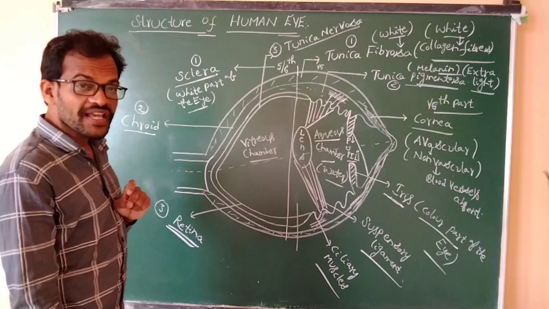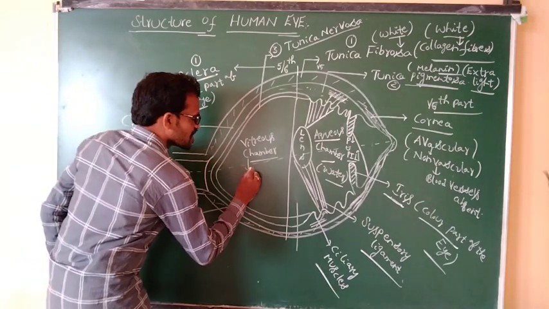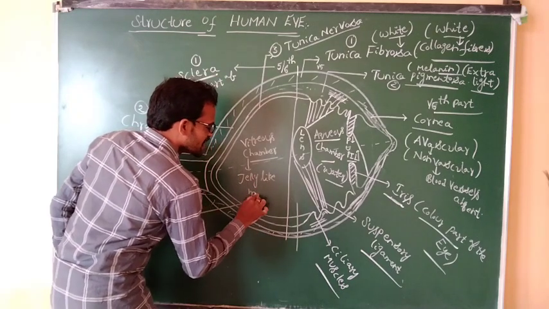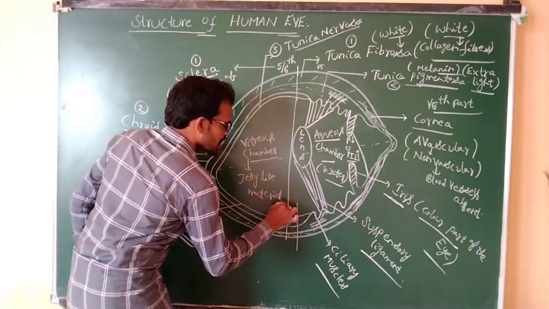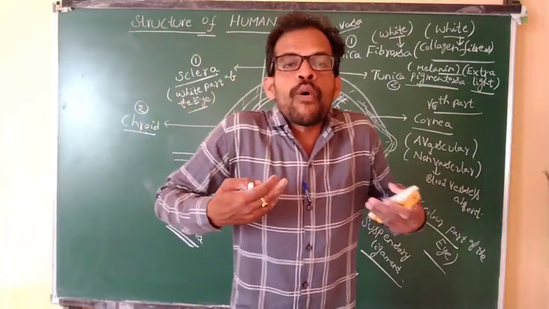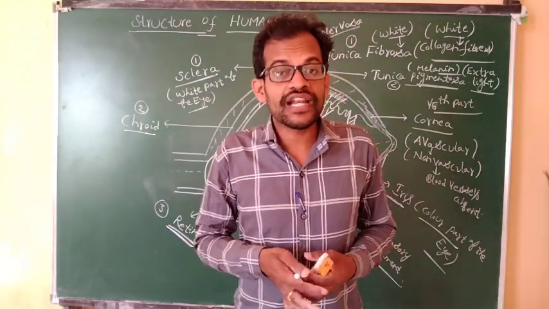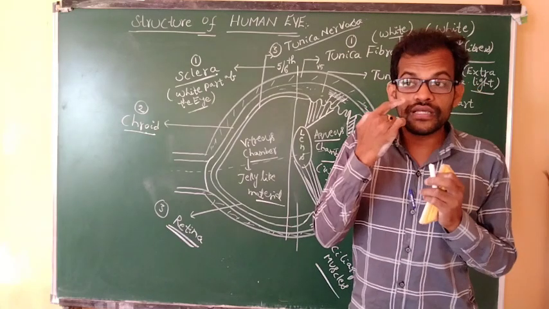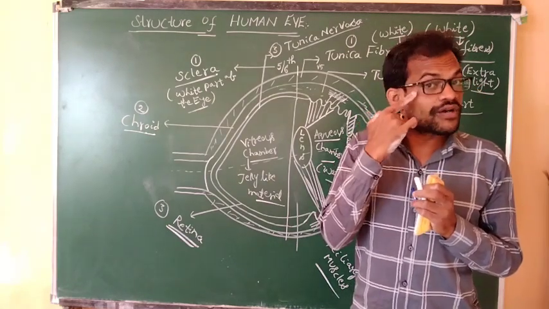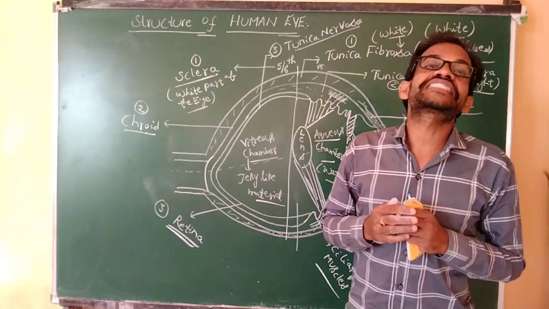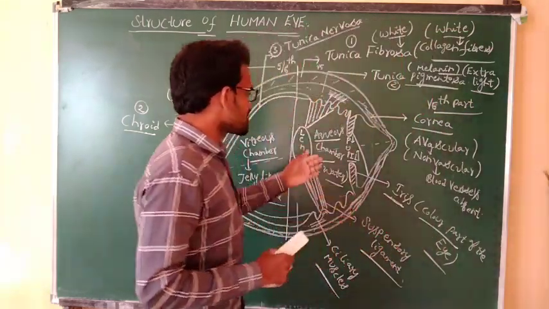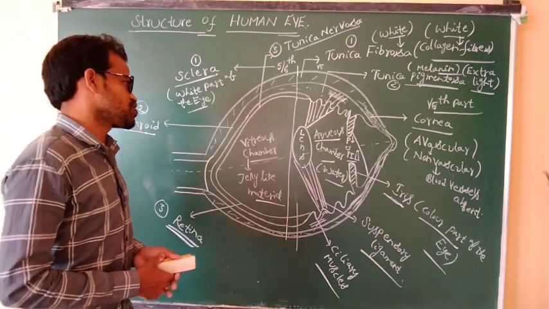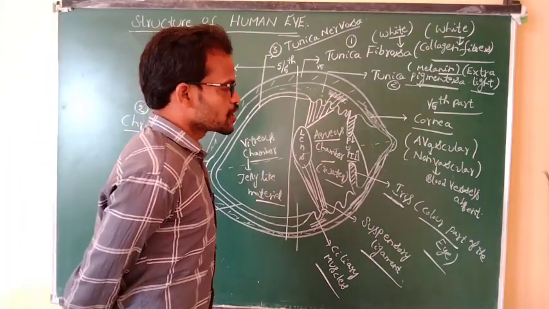The posterior part of the eye is known as the vitreous chamber. Vitreous chamber means jelly-like material. When we wake up in the morning, we sometimes find some jelly-like material in the corner of the eye because of the vitreous chamber. The two chambers present are the aqueous chamber and the vitreous chamber. Okay, coming to the next one.